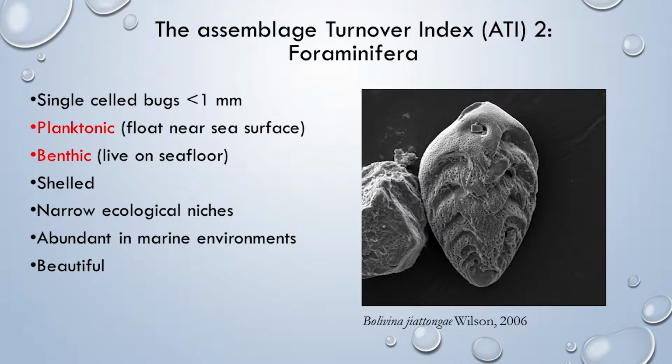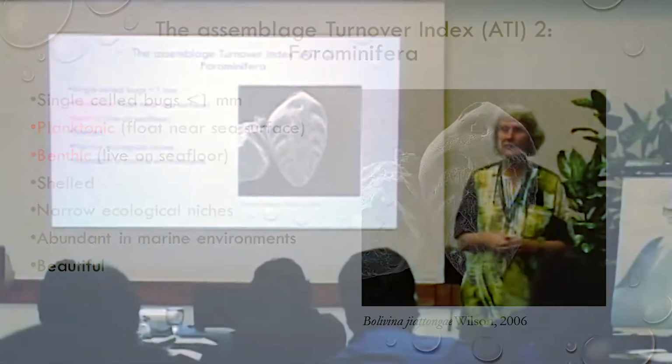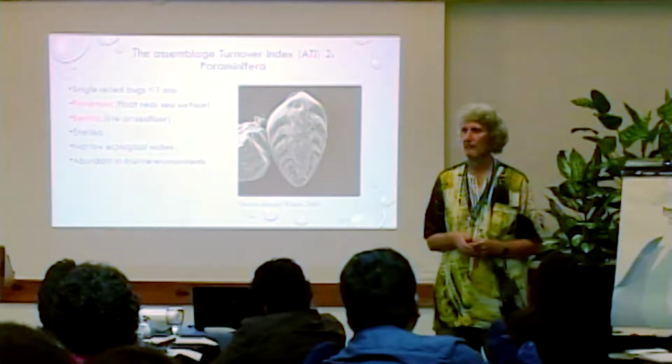They've got narrow ecological niches, which means that if I find a certain species, I've got a good chance of being able to tell how the environment was. I think there's been an over-reliance on that in people trying to put forward stratigraphic models. But they are very abundant in marine environments.